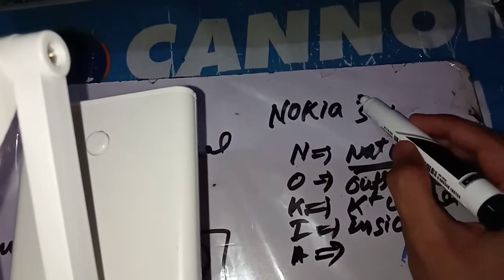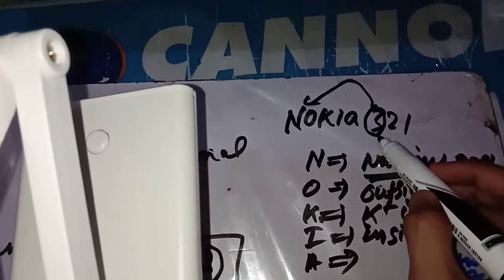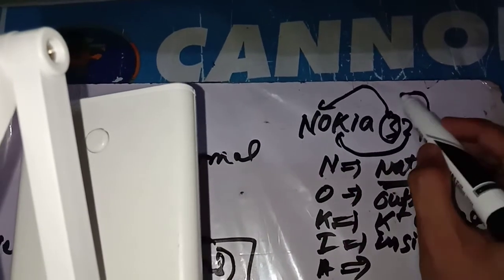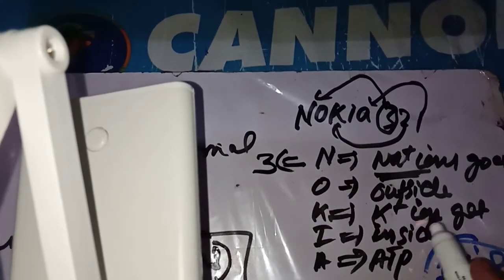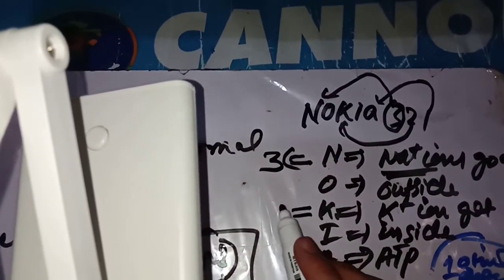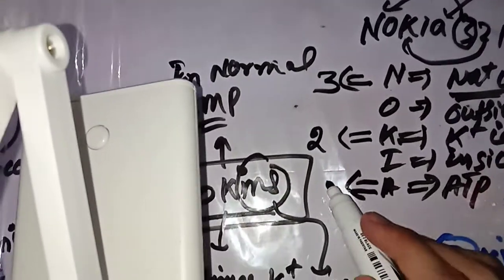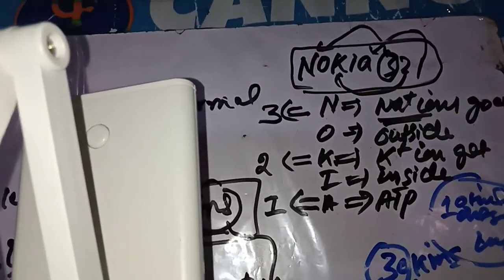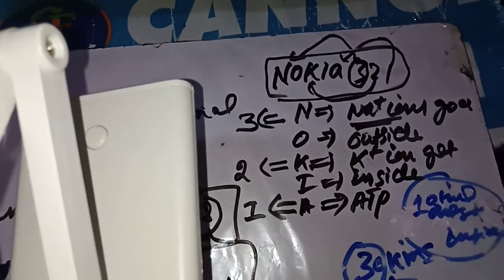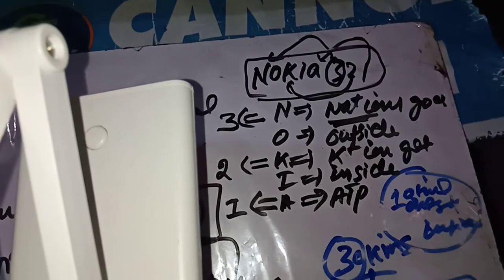So here 3 is for sodium and 2 for potassium and 1 for ATP. Here this is for ATP. 3 sodium ions go outside and 2 potassium ions enter with utilization of 1 ATP. So Nokia 321 is a very easy trick to remember the way how to make the resting membrane potential. Thank you.